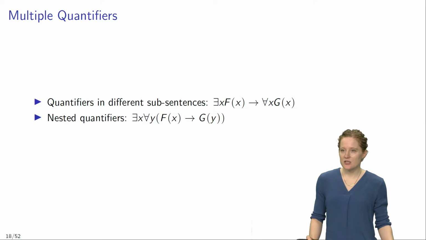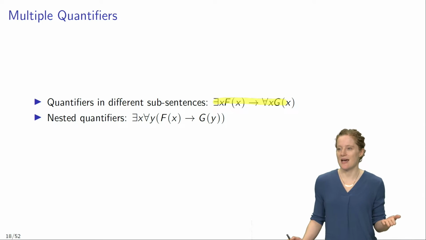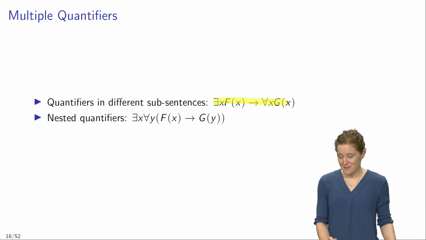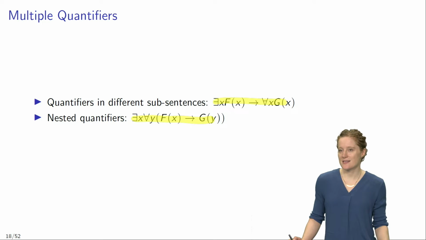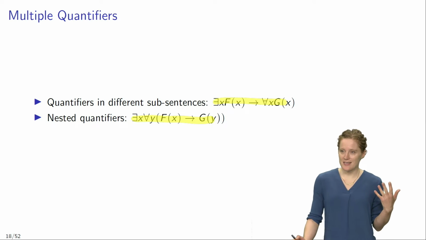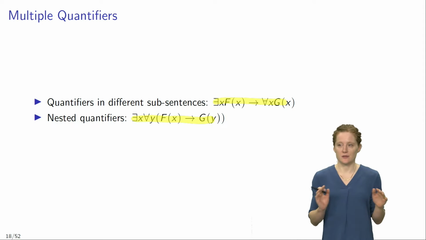Now, the important thing to pay attention to here is that if you have two quantifiers that appear in different subsentences, as in our first example, these two quantifiers may bind the same variable, in this case x. That is okay. But if you have nested quantifiers, as in our second example, the two quantifiers have to bind different variables. So in this case, the first existential quantifier binds the variable x, and the second universal quantifier binds the variable y. So if you were to construct a sentence with nested quantifiers where both quantifiers bind the same variable, that would be ungrammatical. Don't do that.